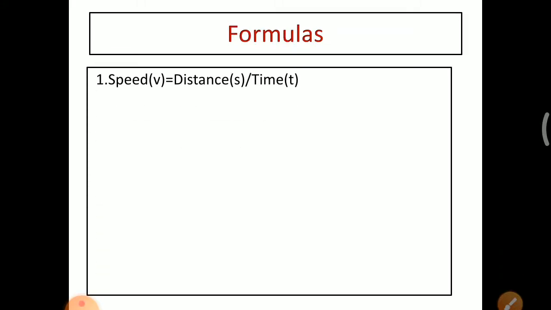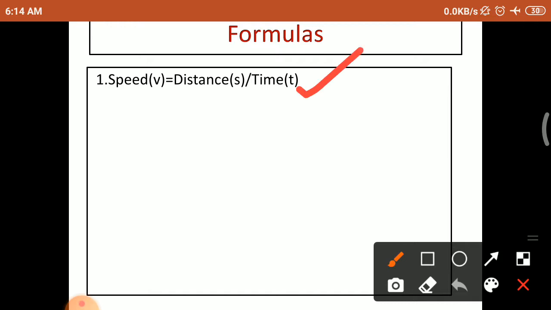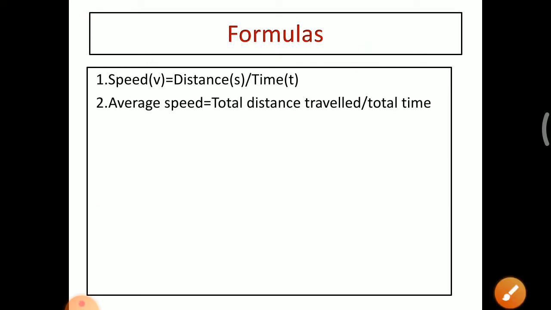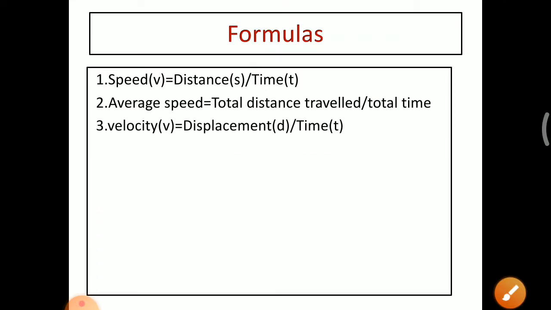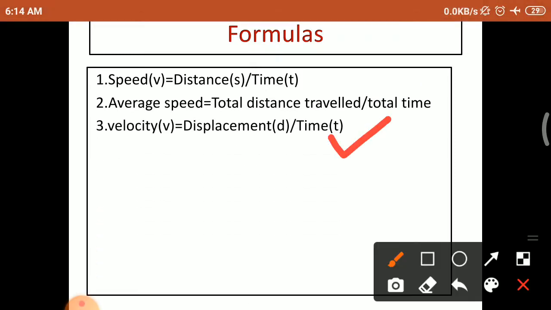Till now we learned that speed equals distance by time. This is the first formula. And average speed equals total distance traveled by total time. This is the second formula. Velocity equals displacement by time. This is the third one.